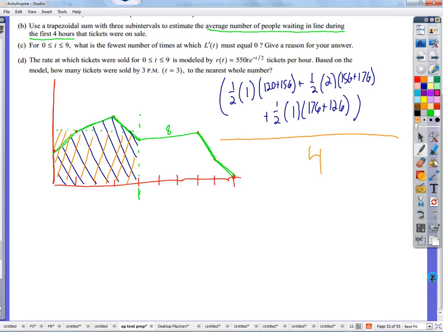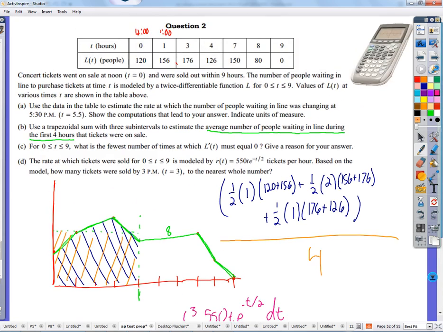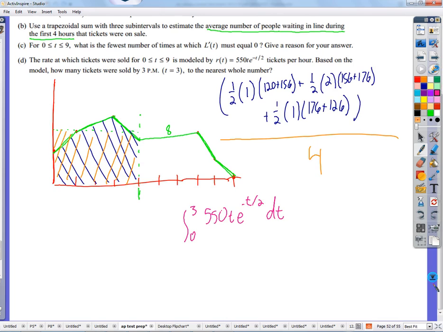That's something the test readers, who read the test and grade it, are going to want to see: the integral from 0 to 3 of 550 t e to the negative t over 2 dt. How are you going to find that value in the fastest way possible? You have a calculator that you can use, so you should best use your calculator to find that.